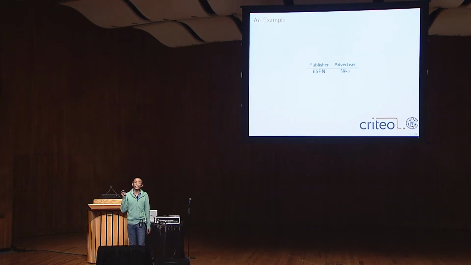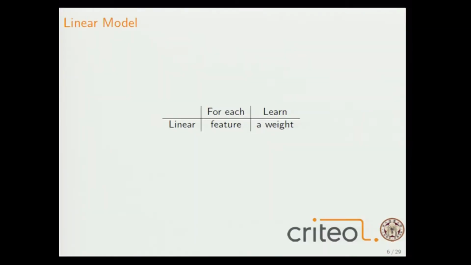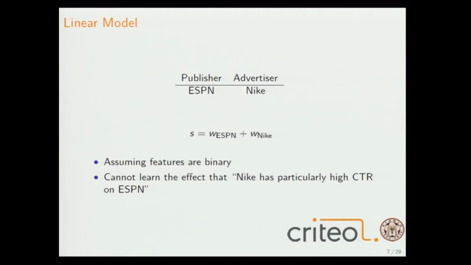So let's start with a simple example. Let's say today you have an impression from Nike to ESPN. With the linear model, basically, for each feature, you learn a weight. So we have a W_ESPN, and we have a W_Nike. The linear model is simple and efficient, but the problem is it is too simple. Let's say we have a particularly high CTR from Nike to ESPN. This information cannot be learned by a linear model, because a linear model is learning the average behavior of each feature, and it cannot learn the effect of a feature conjunction.